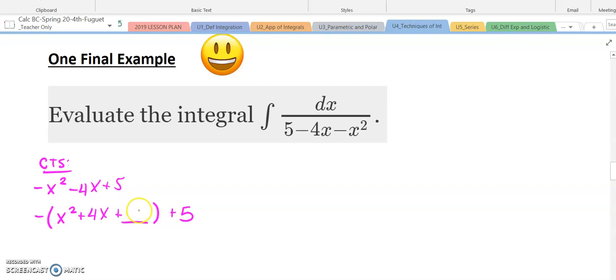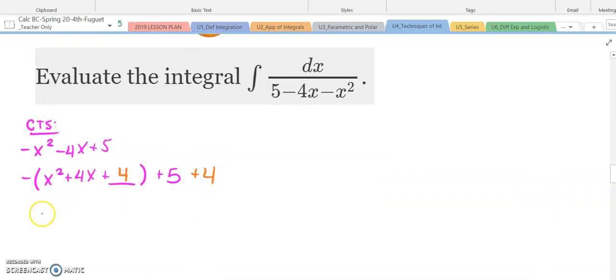The number that we need to use here is a 4. However, that's really a minus 4 because of this negative sign in front. So I add a 4 here. And so when I do that, I'm going to leave it this way for now. It's going to be negative, x plus 2 quantity squared, plus 9.